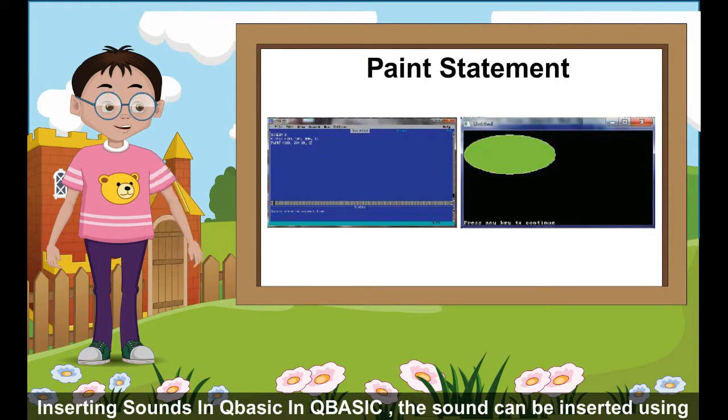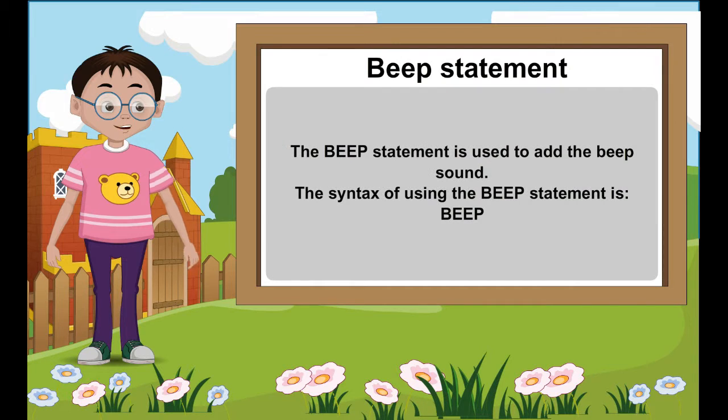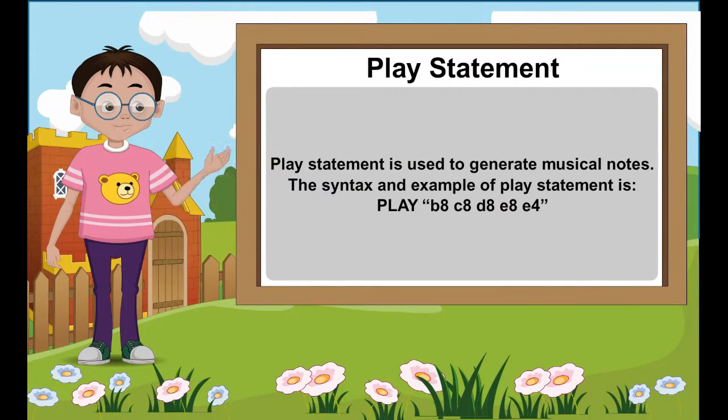Inserting sounds in QBasic. In QBasic, sound can be inserted using the BEEP and PLAY statements. BEEP statement. The BEEP statement is used to add a beep sound. The syntax of using the BEEP statement is BEEP. PLAY statement. The PLAY statement is used to generate musical notes. The syntax and example of the PLAY statement is PLAY B8, C8, D8, E8, E4.